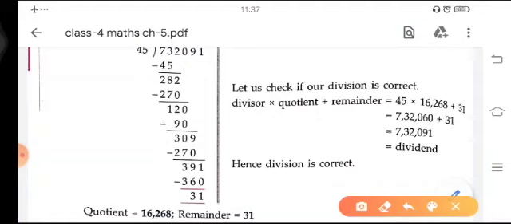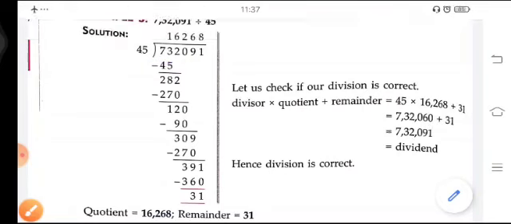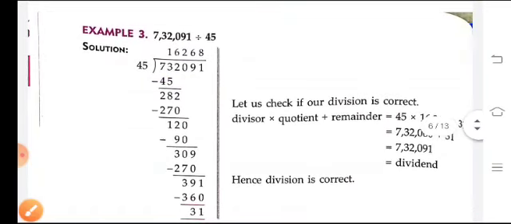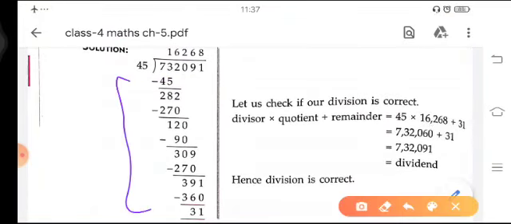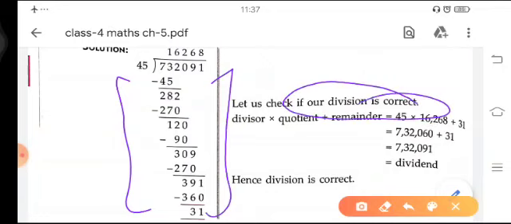In this example we have to divide 7,32,991. This number we have to divide by 45. So we will divide as we do the long division, and then we will check whether our division is correct or not.